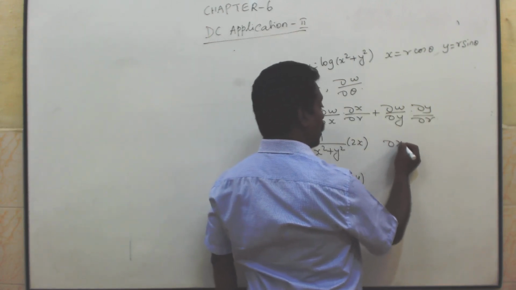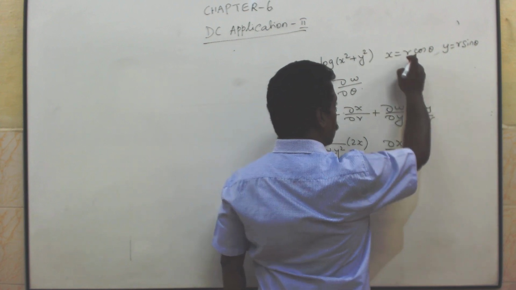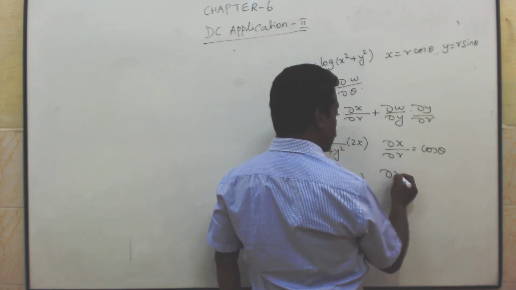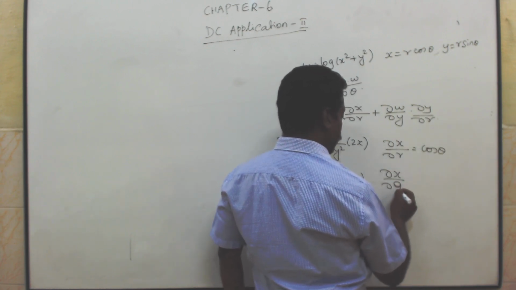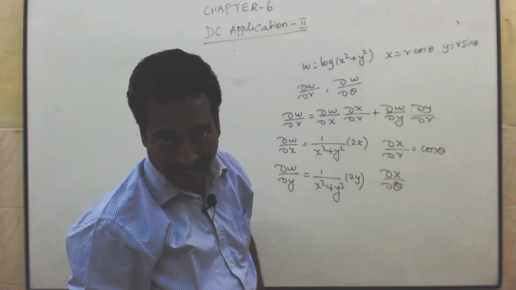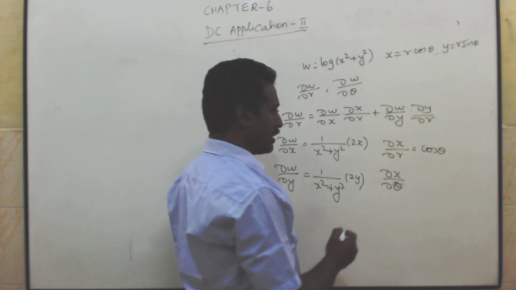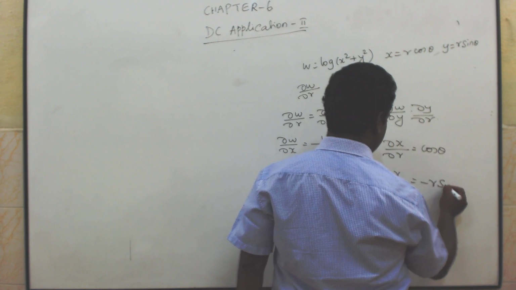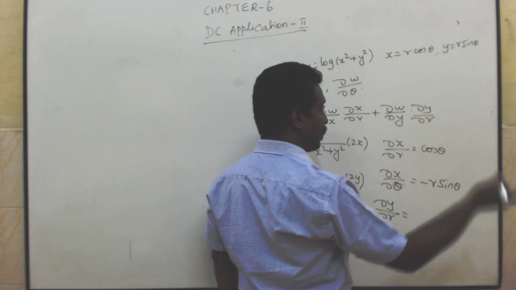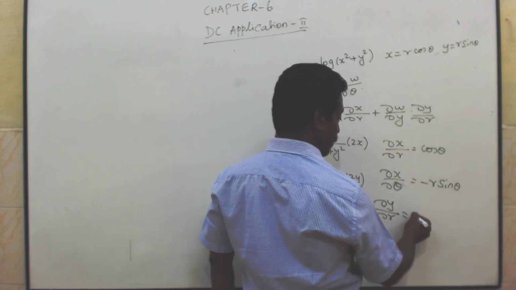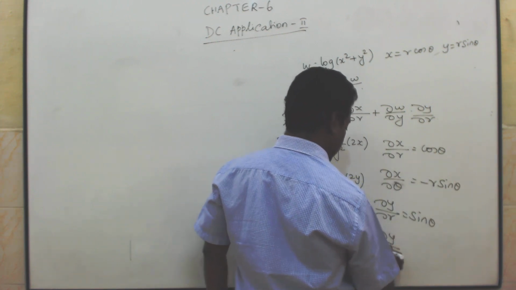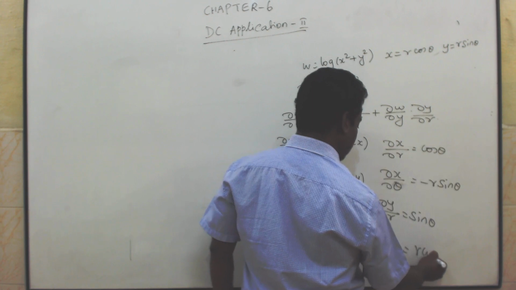Then ∂x/∂r, with respect to r is 1, 1 into cos theta, cos theta. ∂x/∂theta, with respect to theta, r is constant. Differentiation of cos theta is minus sin theta. That's why minus r sin theta. Same way ∂y/∂r, differentiation is 1, that is sin theta. ∂y/∂theta, that is r cos theta.